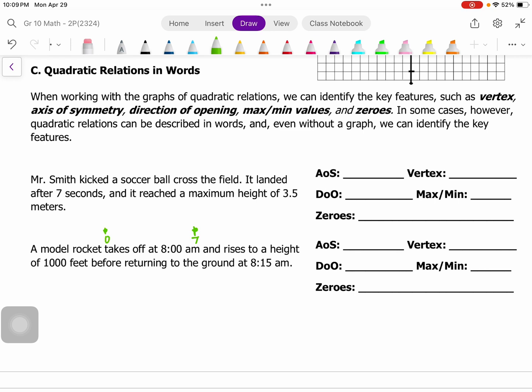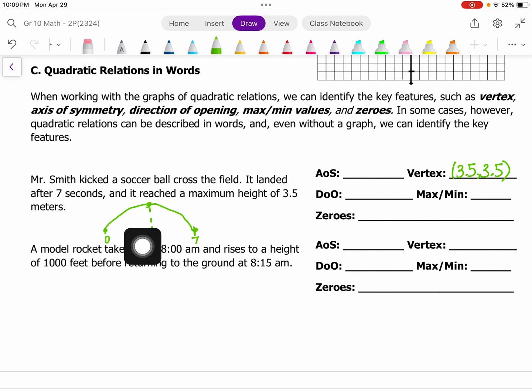And so the soccer ball is going to soar up and then come back down. So our vertex is going to be exactly halfway in between because we have an axis of symmetry here. Now halfway in between 0 and 7 is 3.5. So the vertex would happen at 3.5. And it says that the maximum height that it reaches is also 3.5. So both our x and our y values for our vertex are 3.5.